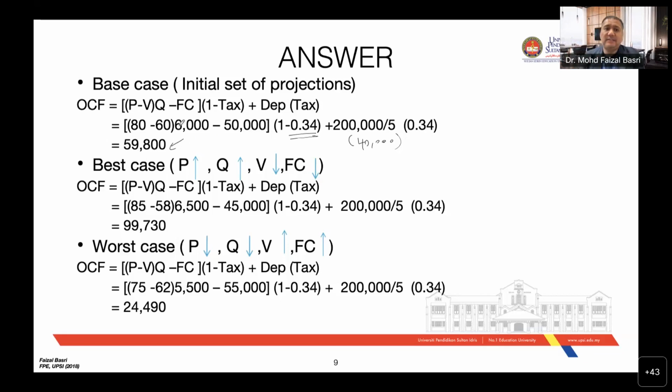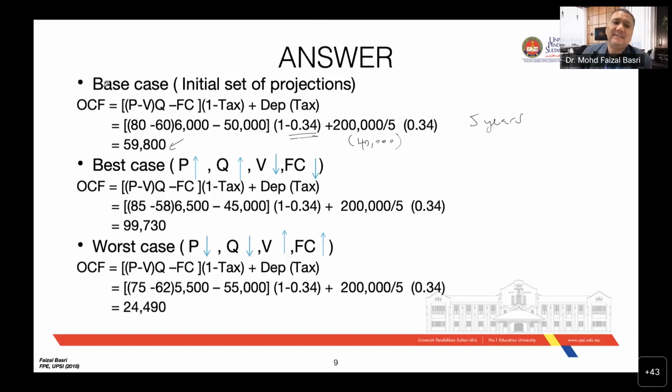So meaning from this project, based on our selling price and whatnot, the project will give you RM59,800 every year for 5 years. Okay, remember the assumption, we have 5 years project cycle. So this 59,800 will be generated equally for 5 years. Okay, for 5 years. That's base case scenario.